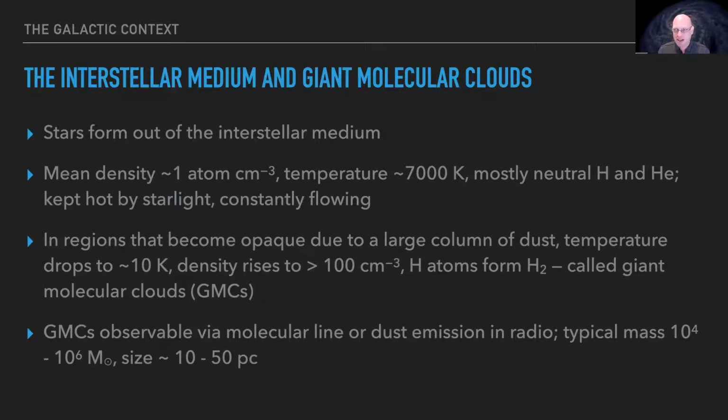Now, just to put that in perspective, that's still better than the best vacuum chamber we know how to make on Earth, but it's 100 times denser than the average of the interstellar medium. And in these regions, the hydrogen atoms clump together to form hydrogen molecules, H2, and these regions are called giant molecular clouds. And we can observe these regions either via molecular line emission or via dust emission in the radio. And they typically have masses of order 10,000 to 1,000,000 times the mass of the sun and sizes of order 10 parsecs. And these are the regions where stars form.